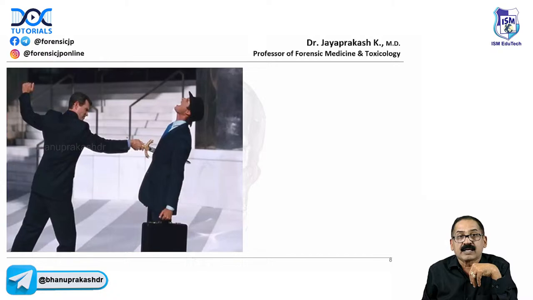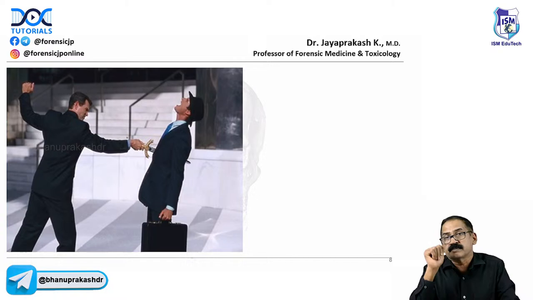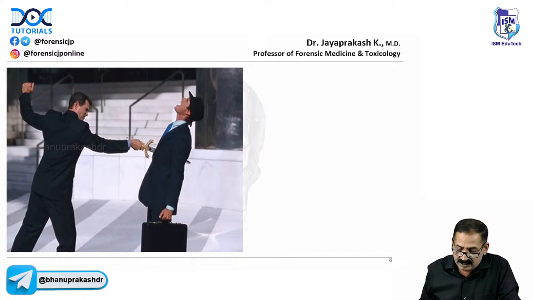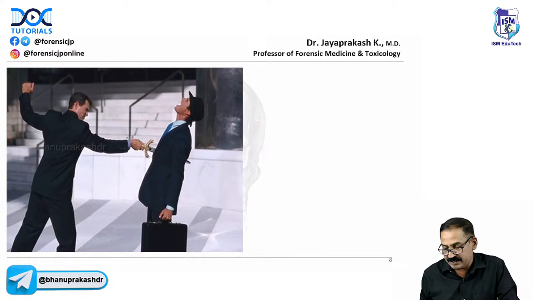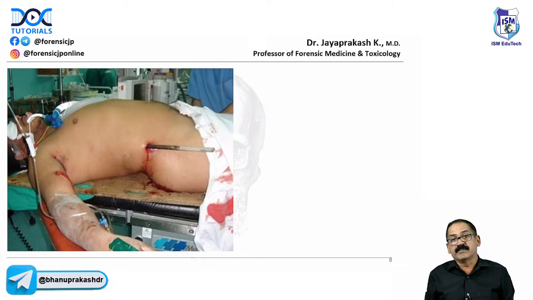Now, coming to the picture, what type of injury is this? Tell me. A double-edged knife or sword entered and came out from the other side. First you have to look at the weapon: sharp pointed weapon, incised; came out from the other side, perforated. Incised perforated. At the same time, an iron rod has entered into the abdomen: lacerated penetrated.